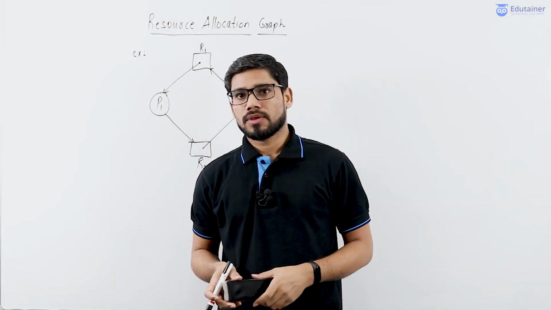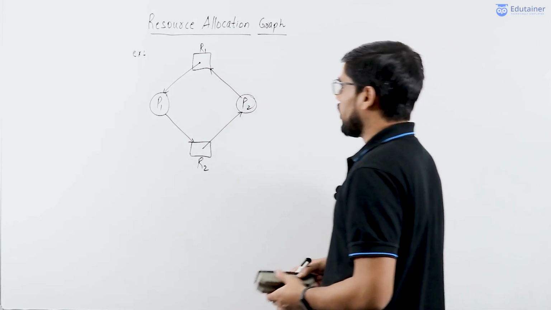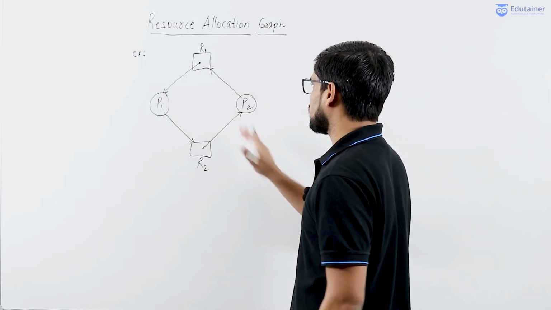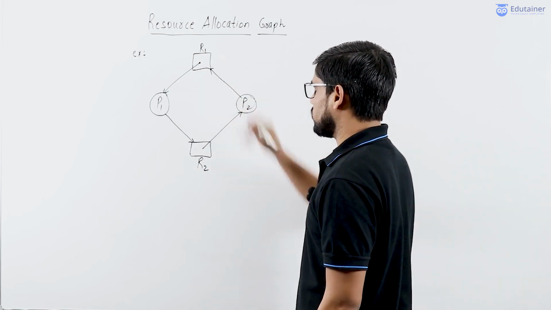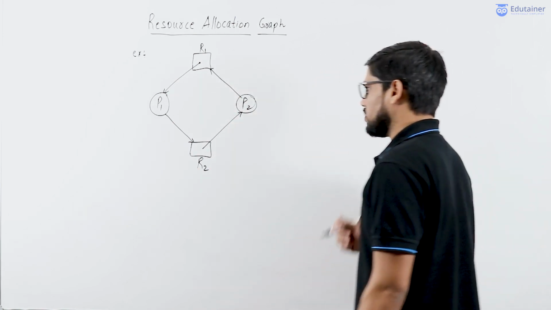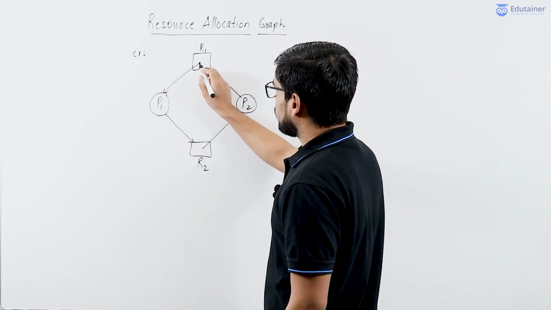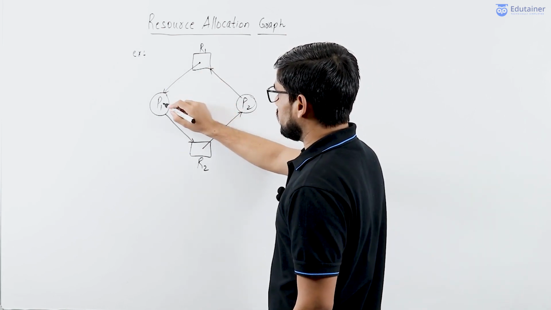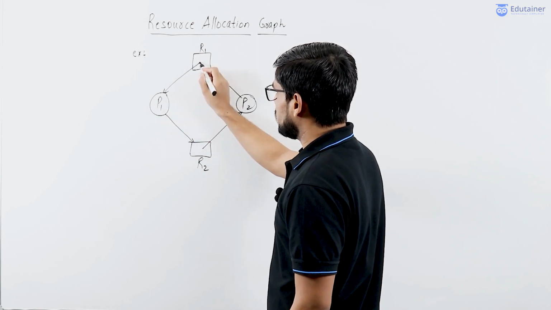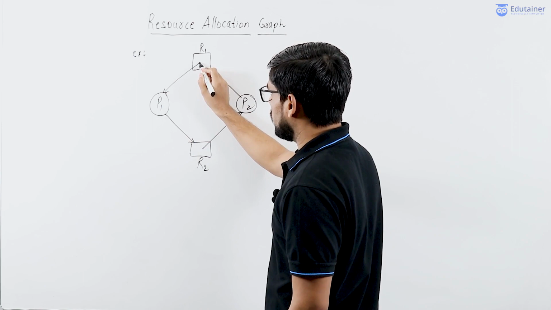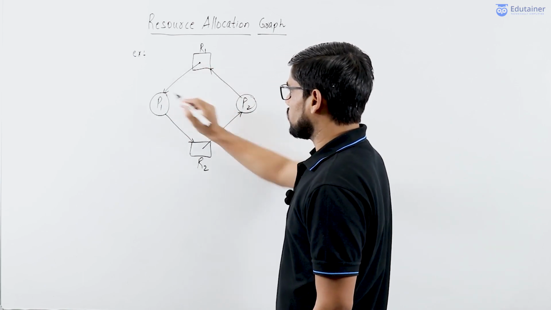Hello everyone. So let's see this example. In this example, we have two different processes available, process P1 and P2, and we have two different resources, R1 and R2. Resource R1 is allocated to process P1. If you see the edge direction of R1, it is from R1 to process P1. Then it means it is allocated to process P1.